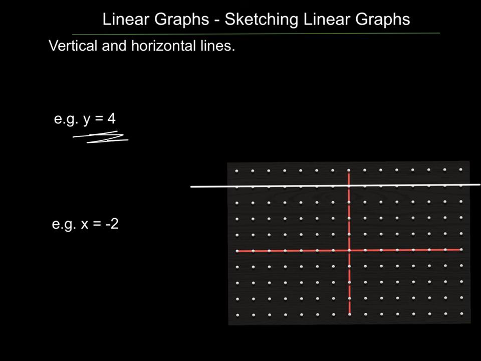So I draw a vertical line, and the line needs to be -2 along the x-axis. So you can see that anywhere along here, I've moved -2 from 0 in the x direction. For the horizontal line, for y equals 4, I've moved 4 up for every point on the line. So this line here is a vertical line at x equals -2. This is a horizontal line at y equals 4.